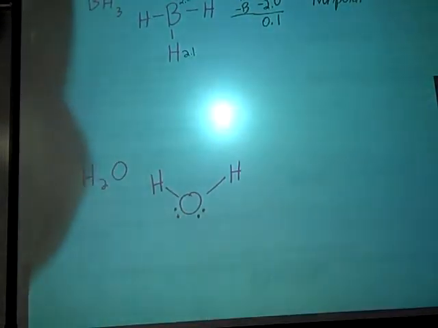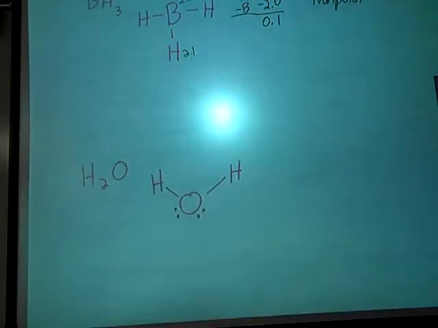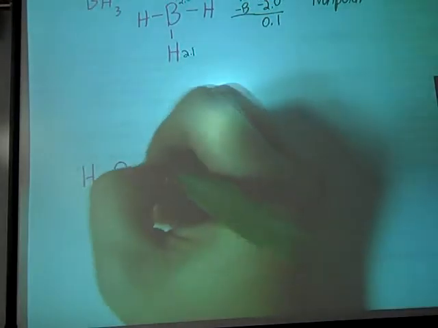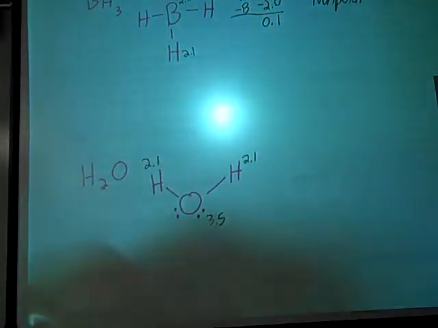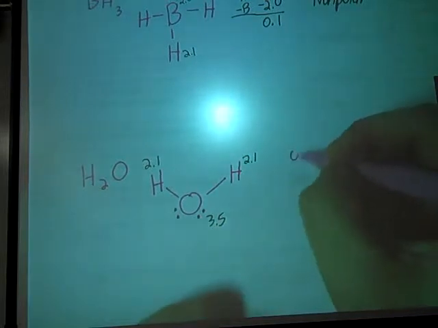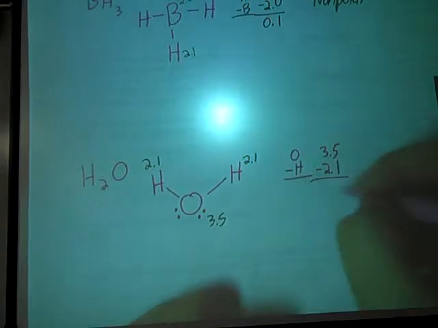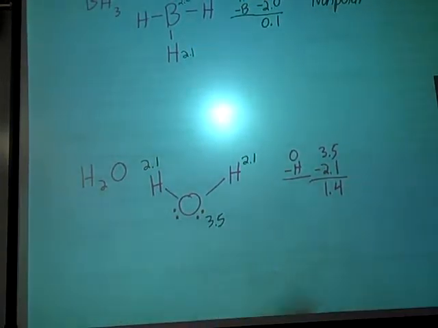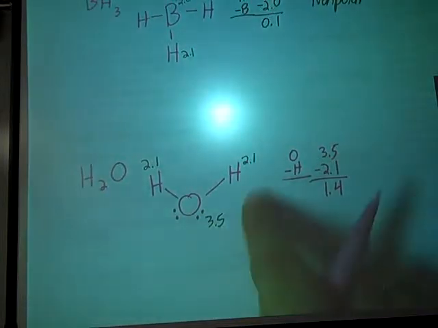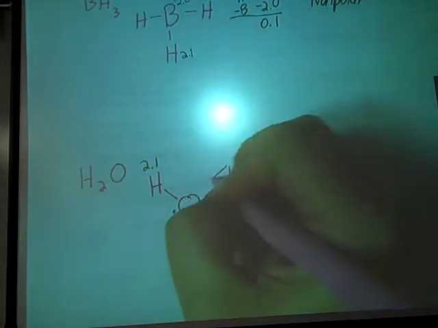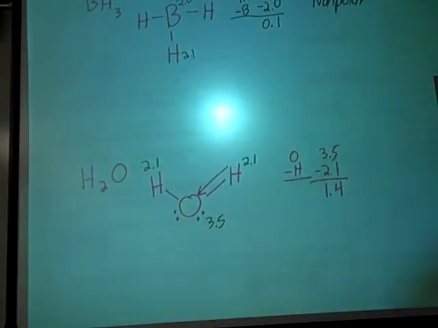According to my chart, that same chart that I showed you before, oxygen has an electronegativity of 3.5. Hydrogen is still 2.1. So if we do oxygen minus hydrogen, 3.5 minus 2.1, I get an electronegativity difference of 1.4. That falls squarely in my polar range. My oxygen is far more electronegative than my hydrogen, so it is hogging my electrons. My electrons are moving towards my oxygen, away from my hydrogen.